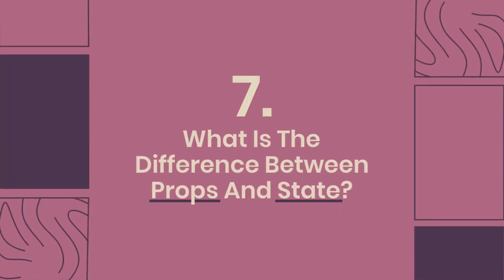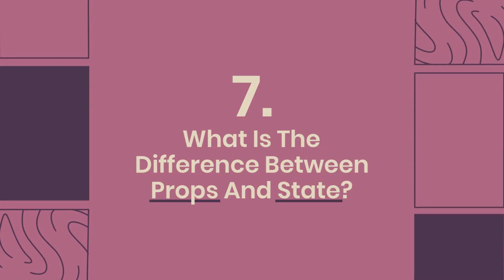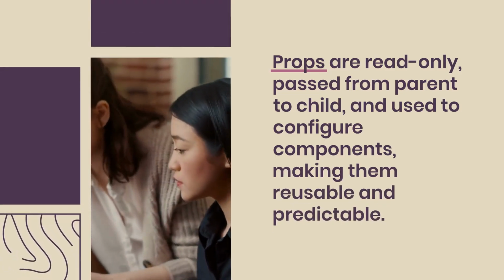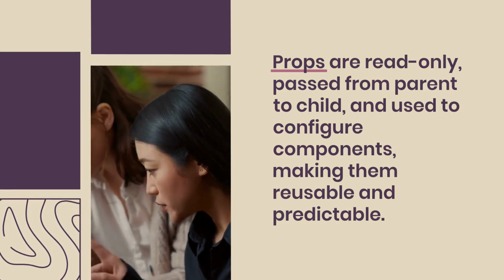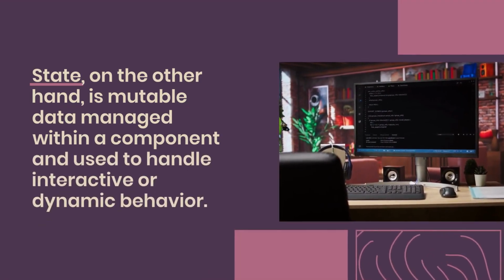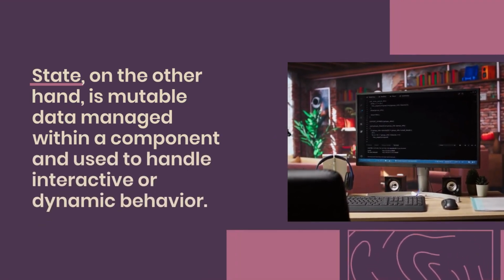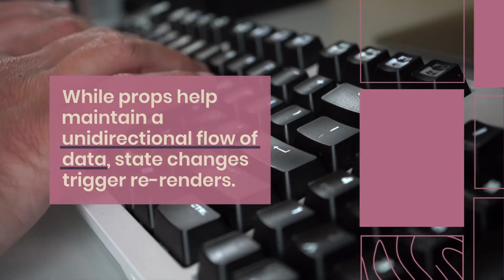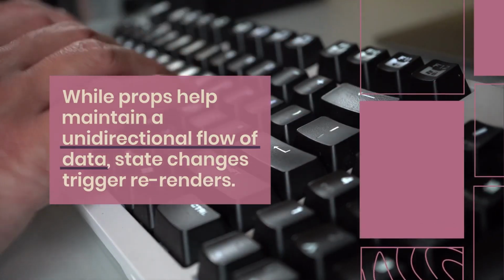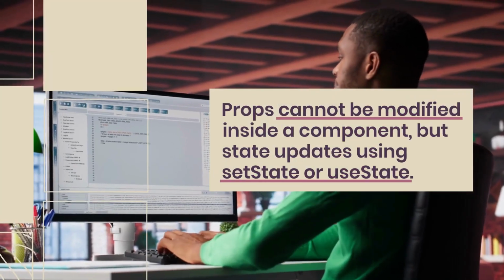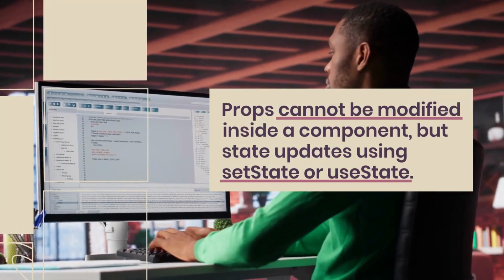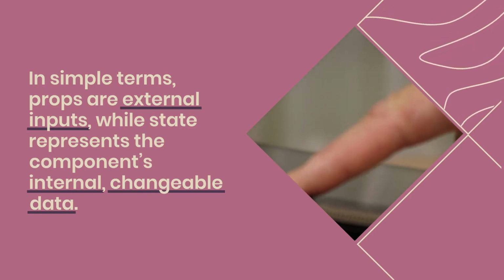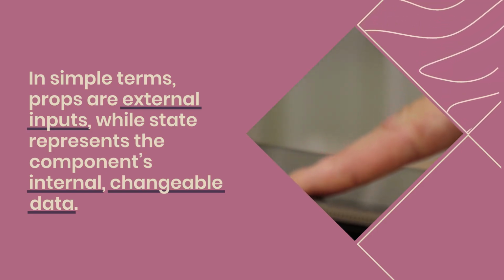7. What is the difference between props and state? Props are read-only, passed from parent to child, and used to configure components, making them reusable and predictable. State, on the other hand, is mutable data managed within a component and used to handle interactive or dynamic behavior. While props help maintain a unidirectional flow of data, state changes trigger re-renders. Props cannot be modified inside a component, but state updates using setState or useState. In simple terms, props are external inputs, while state represents the component's internal, changeable data.